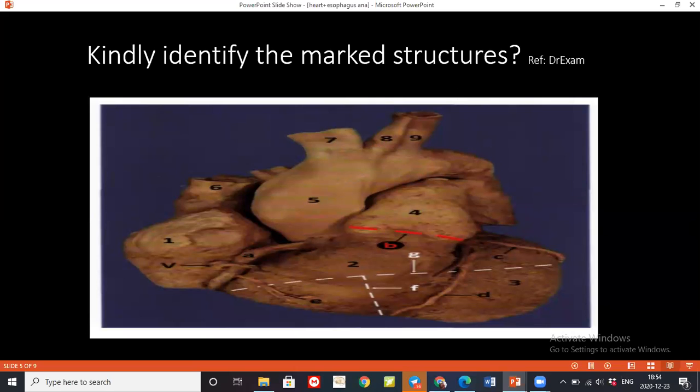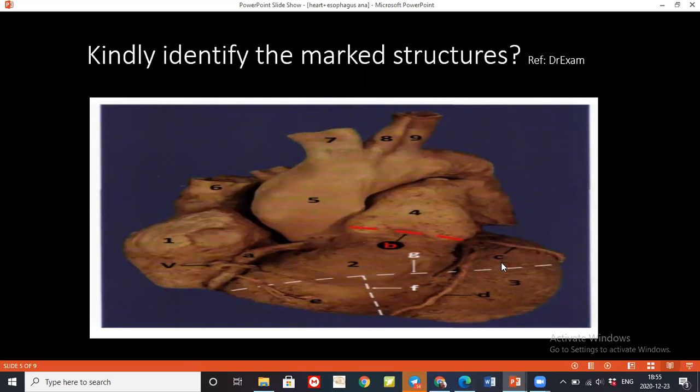Okay, can you please identify, there are other structures as well. From A to F, there are structures. This is A here. Can you identify? This is the right coronary artery. Yes. And then this is B. It's the left coronary artery.